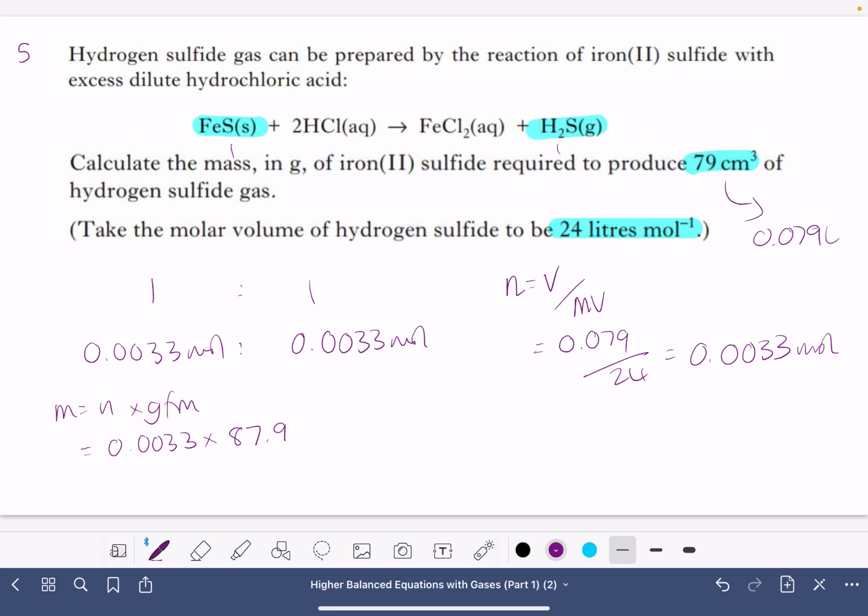Again, you can work this out. It's just the iron is 55.8 plus the sulfur, which is 32.1. So pop those numbers into your calculator, and we get 0.2893 and so on grams, which is approximately 0.3 grams. Okay, so that's the mass I would require at the start.